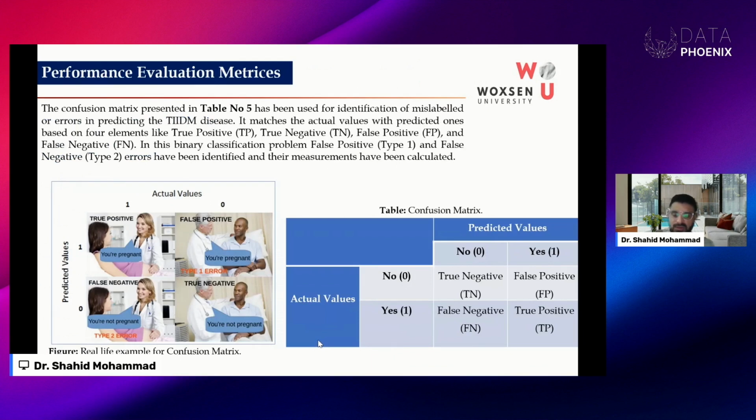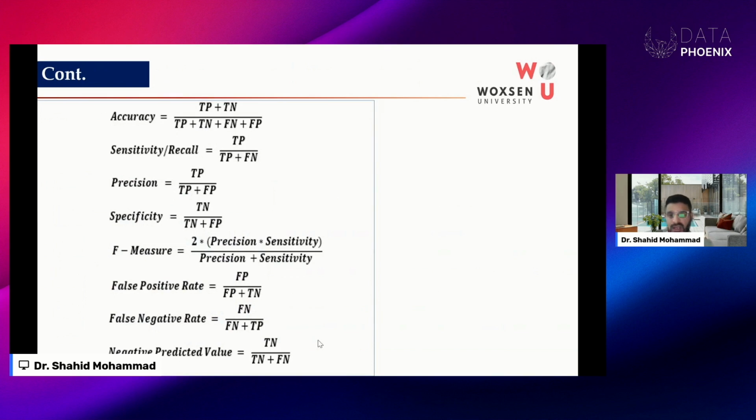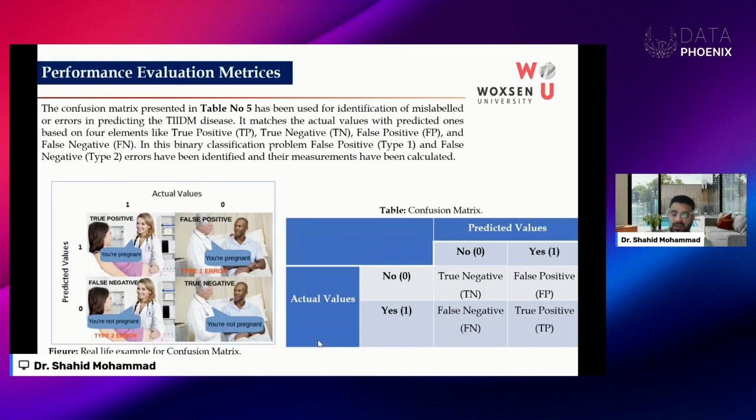If we talk about performance evaluation metrics, we have heard about the confusion matrix. The confusion matrix is a core pillar. Through it, we can calculate other parameters as well: accuracy, recall or sensitivity, precision, and specificity. The confusion matrix is an example of binary classification. That's why we have a 2 cross 2 matrix.